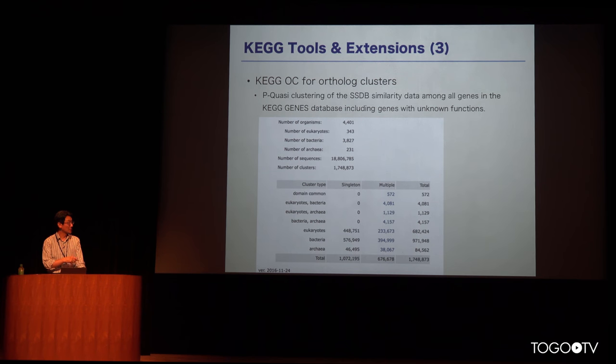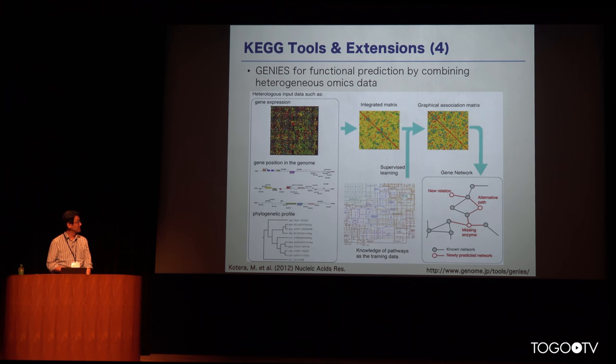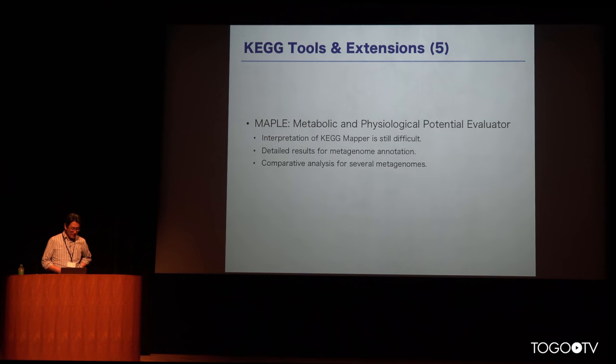So this is totally automatic, and we update this information every 2 or 3 months. By using this type of ortholog information, we can also compute some functional prediction, but I will skip this. And I would like to talk about the MAPLE system a bit in detail today, because this is another development for the functional annotation of the metagenomes and the genomes.